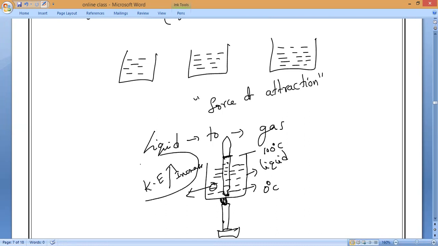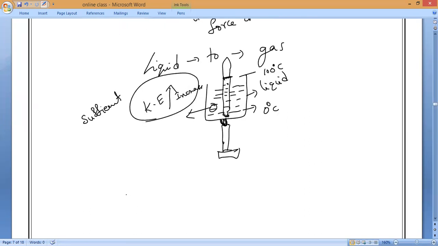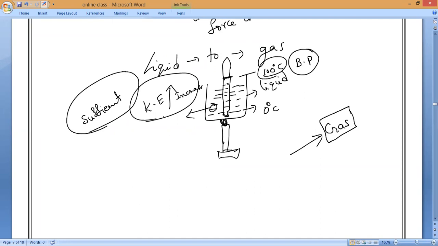Then the particles will get a sufficient amount of kinetic energy so that they will break the bonds, the force of attraction. They will be converting into which state? Gaseous state. Understand? So what do you mean by boiling point? At that temperature they get sufficient kinetic energy to break the force of attraction present between them. Yes or no, guys? Then only it will convert into gas.